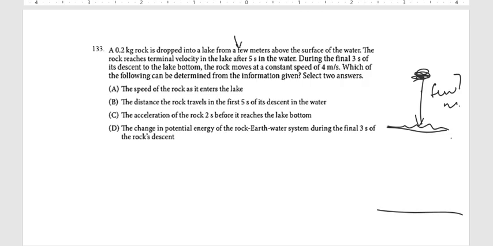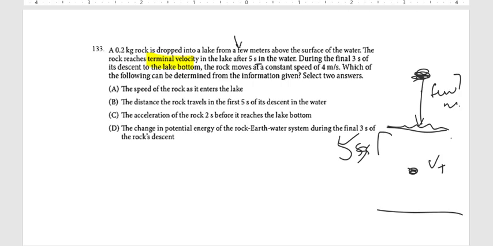So the rock reaches terminal velocity. So you're like, oh my God, I don't know what that means. That's okay. It reaches terminal velocity in 5 seconds. So we could put 5 seconds here, and this would be VT. Let's see if you can figure out what it means just by reading it.